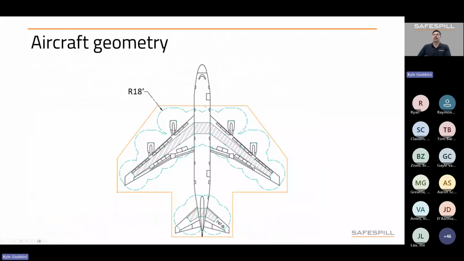So just to show an example of this, this would be a large aircraft. We've identified here in these hatched areas fuel tanks on the aircraft. Also identified engines on the aircraft, and then from there we've created these spill radiuses of about 18 feet around the perimeter of those fuel-containing parts of the aircraft, and this orange line represents the footprint that would be required for the ILDFA.